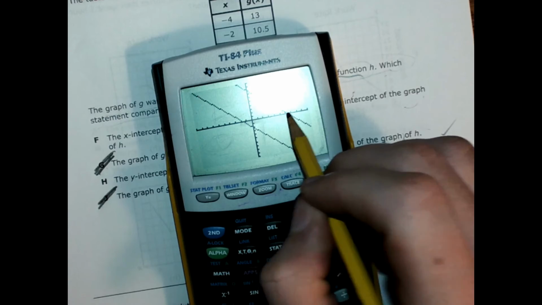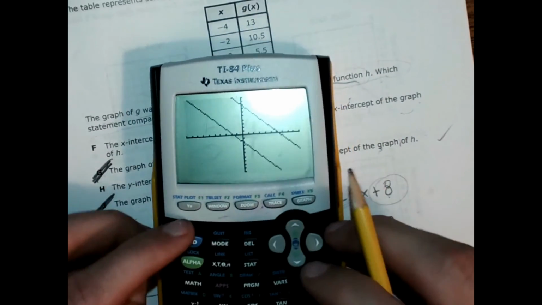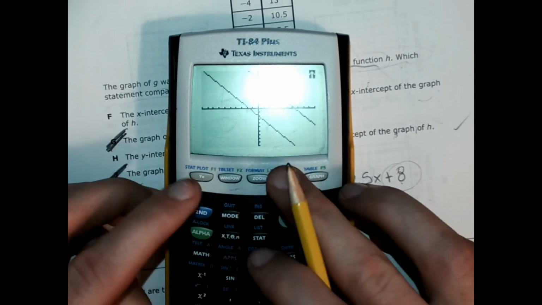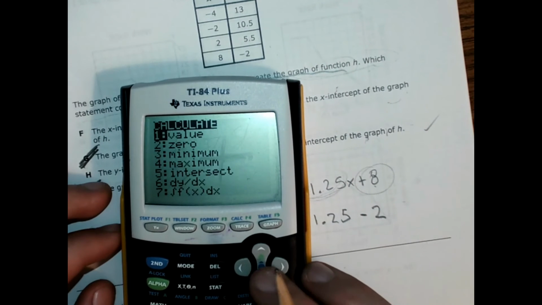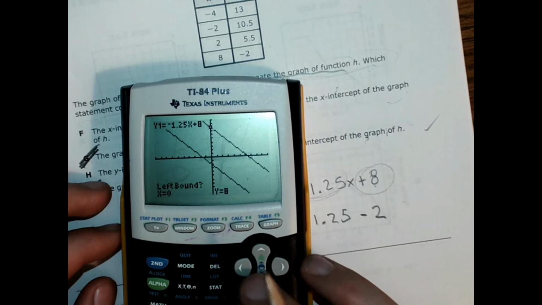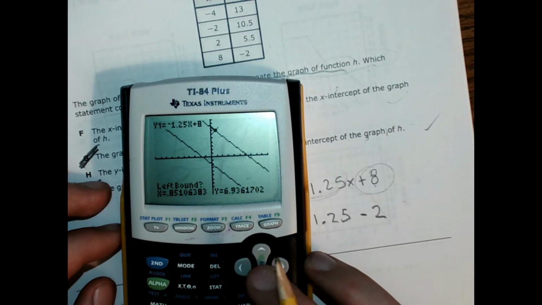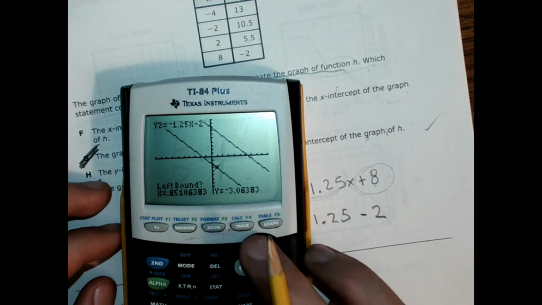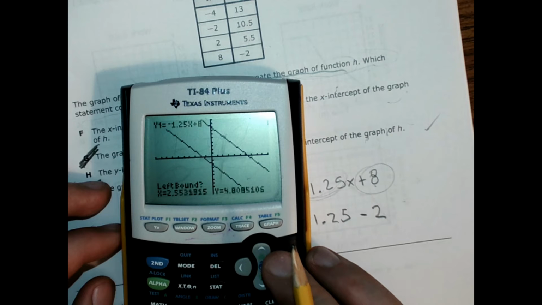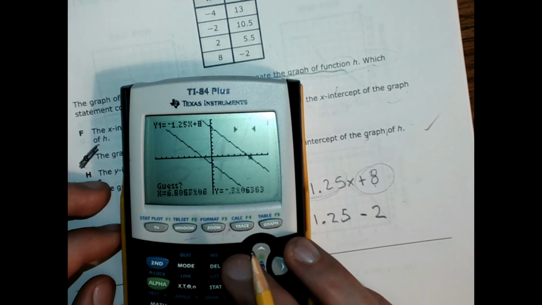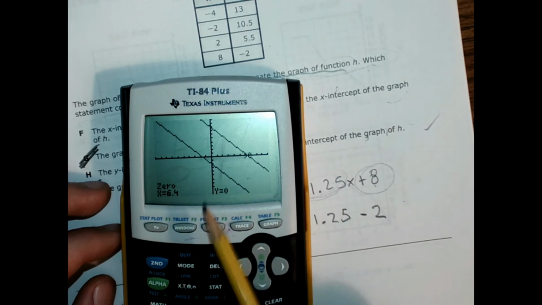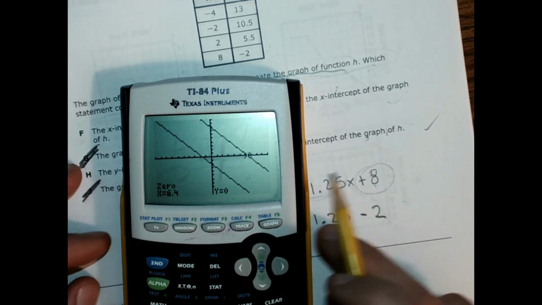Let's see. You know what we can do, just to be extra sure? Second trace brings up the calculation menu. Let's find the 0. By pressing up and down, you'll see the cursor bounce between the two different curves. So let's start with this curve over here. It's a straight line, but we can call it a curve. Left bound, right bound, guess. Okay, the 0 happens at 6.4 for graph G.